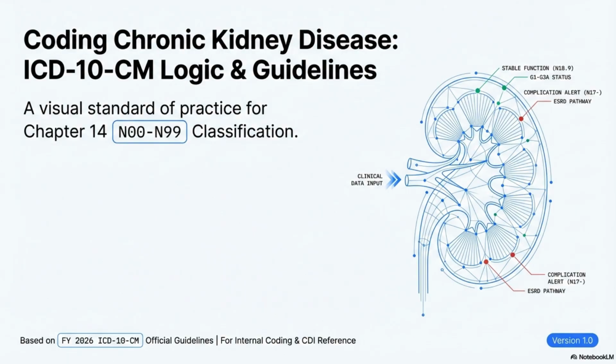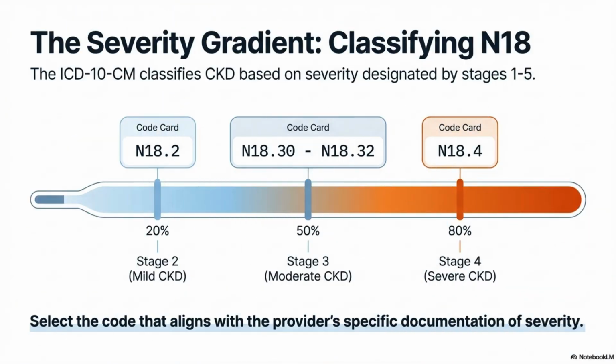Before we jump into the coding logic, let's ground ourselves in the clinical definition. Chronic kidney disease is a long-term, progressive decline in kidney function. ICD-10-CM classifies chronic kidney disease by stage, which reflects how severely the kidneys are impaired. The lower the GFR, the more advanced the disease. For coding purposes, we focus on the stages most commonly documented.